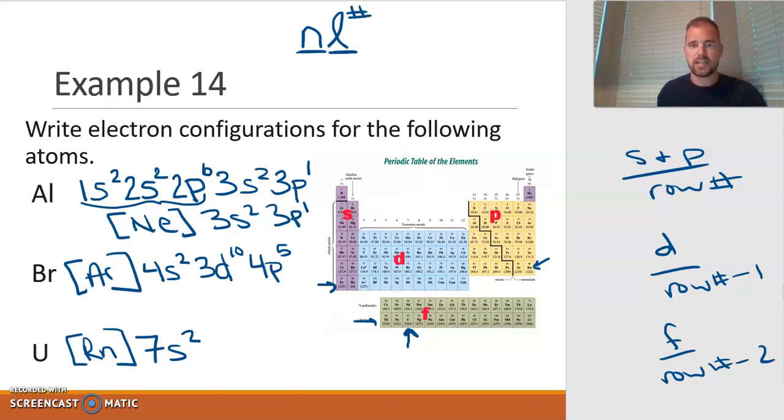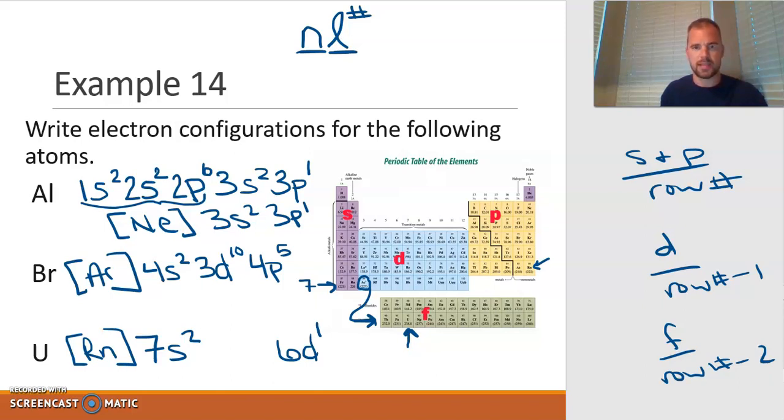Once you go through 7s2, you actually go one element into the D block before you'll drop down and go to the F block. So we need to account for that D element, right? So we're in the 7th row, but the D block is the row number minus 1. So it actually is 6D1. But here's the even weirder thing. 6D1 is not actually the next energetic. 6D1 is actually out here.